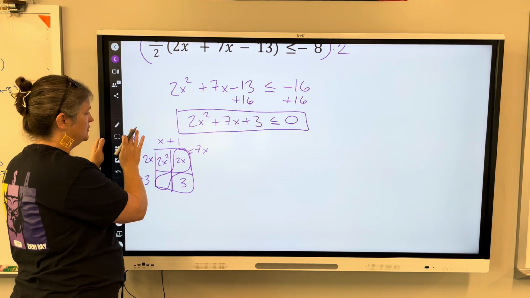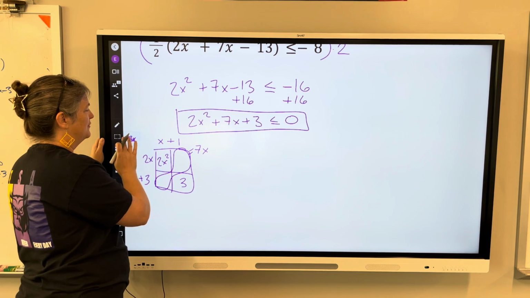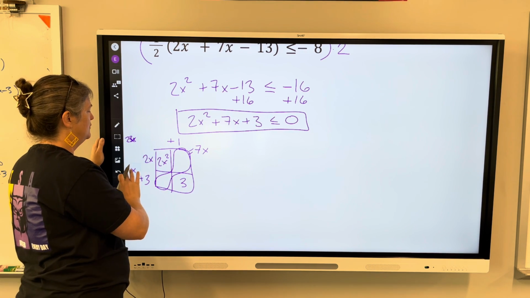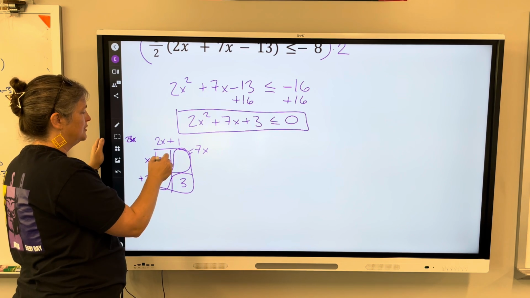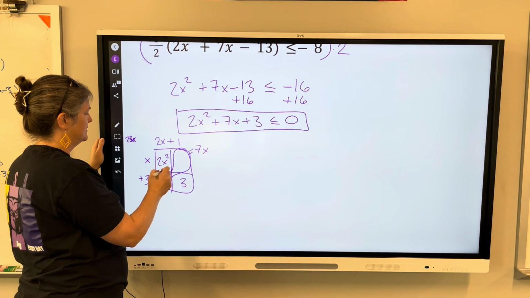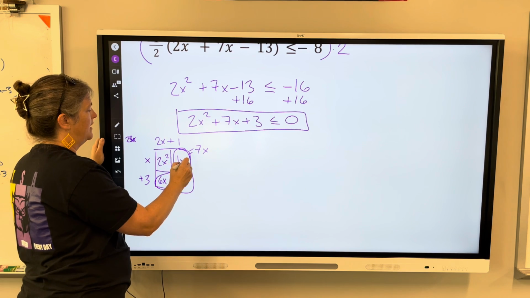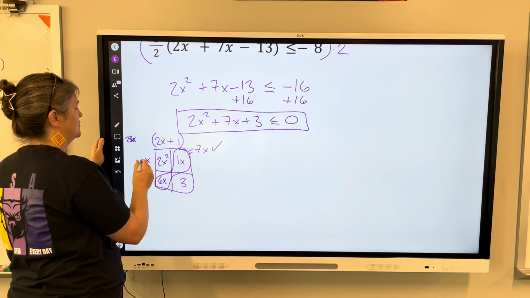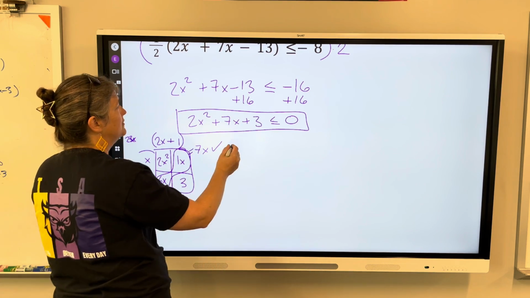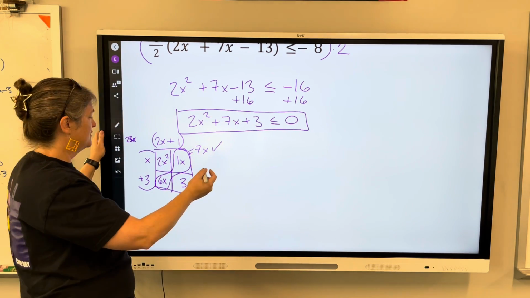So I'm not gonna do that. I'm gonna throw those things out. I'm gonna move these around, and I was right the first time. I'm gonna put my 2x here so that I get 6x's and 1x, and those do add to 7x, so I found my factors. Now, why do we factor? To use that whole zero factor property.